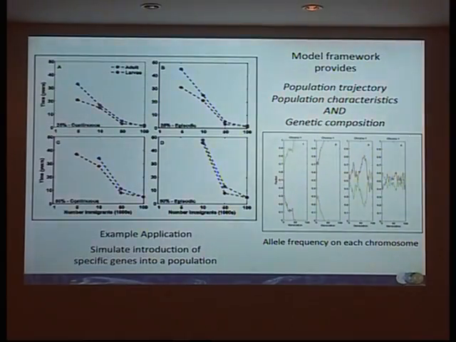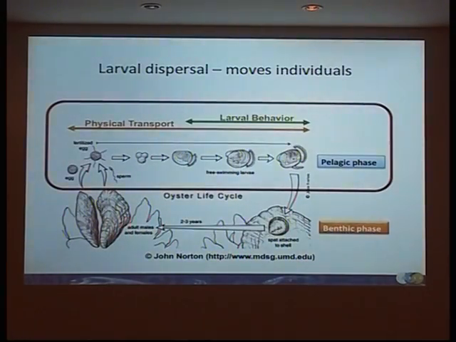This again is just an example of allele frequencies on individual chromosomes, and again tracking them over time. You can see some of them go extinct, some of them have large fluctuations in the state in the population. So if you do look at those kinds of things, how do you then do this?